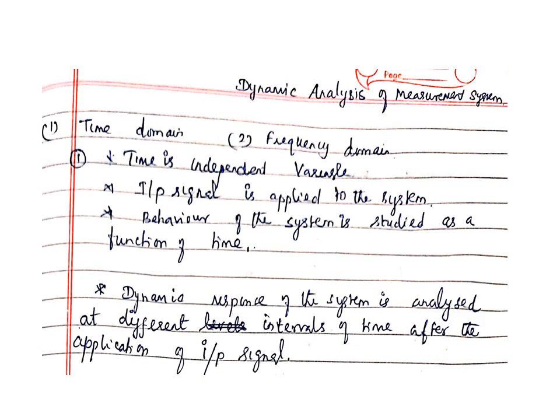Okay. Then dynamic analysis of measurement systems. Actually, dynamic analysis can be done in two methods. One is time domain, another one is frequency domain. The first one is time domain. Time is the independent variable, an input signal is applied to the system, and the behavior of the system is studied as a function of time. That is how we do this time domain analysis.